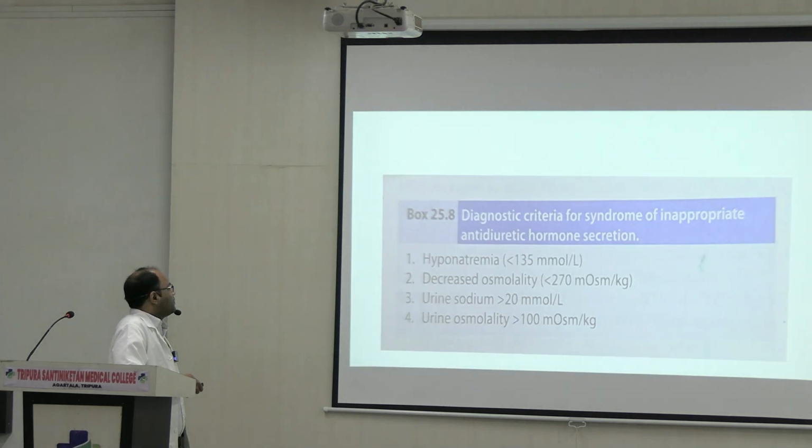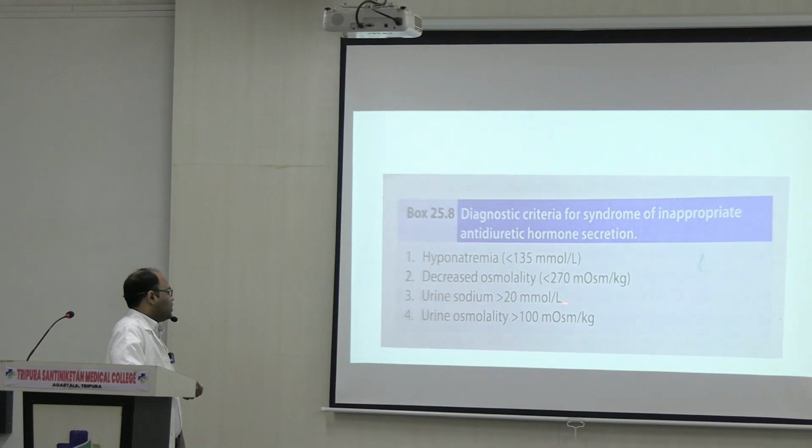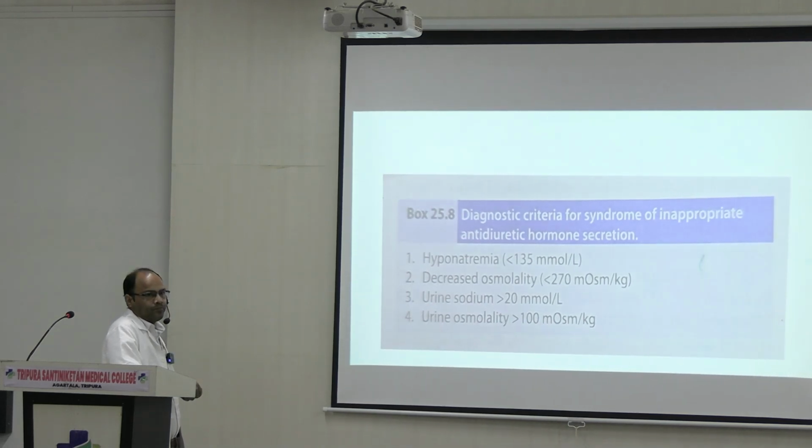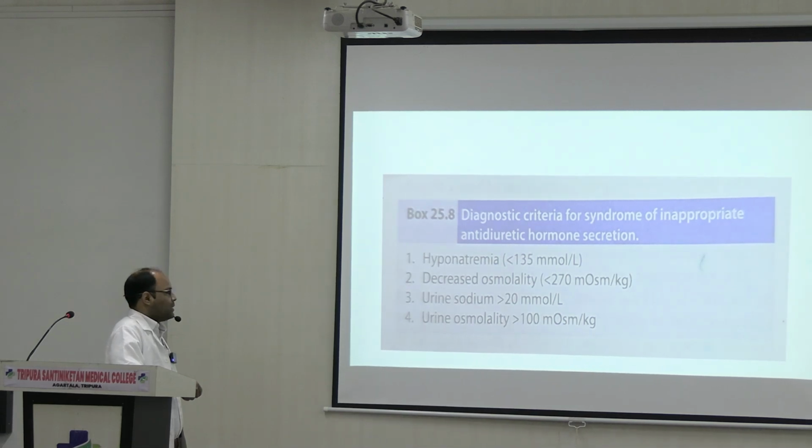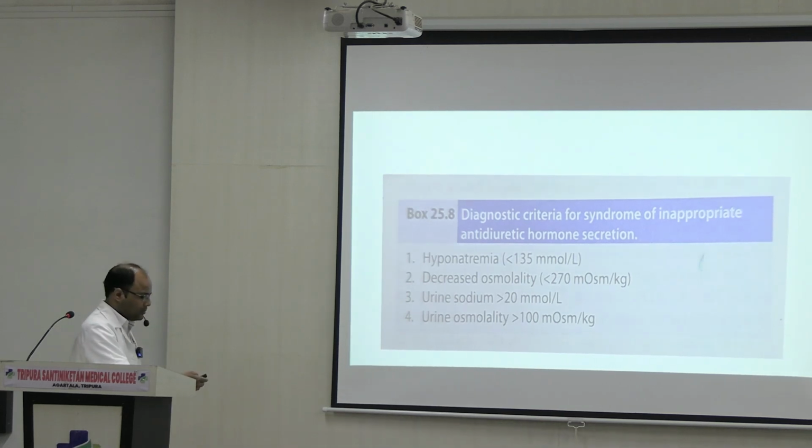Next is SIADH, syndrome of inappropriate antidiuretic hormone. So these are the symptoms. We must follow this to fulfill the criteria: hyponatremia, decreased osmolarity, urine sodium more than 20, and urine osmolarity more than 100. That is, the urine is losing sodium along with the hyponatremia as well as decreased osmolarity.